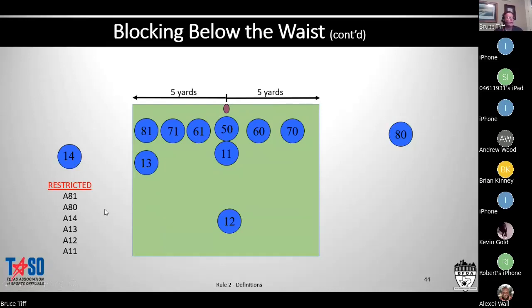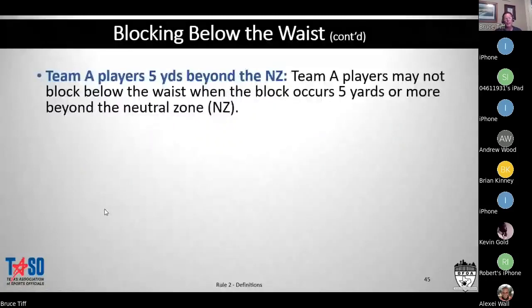So team A players, we kind of talked about this, 5 yards beyond the neutral zone. Team A players may not block below the waist when the block occurs 5 yards or more beyond the neutral zone.